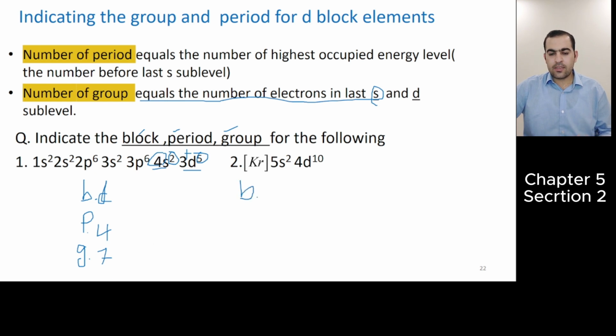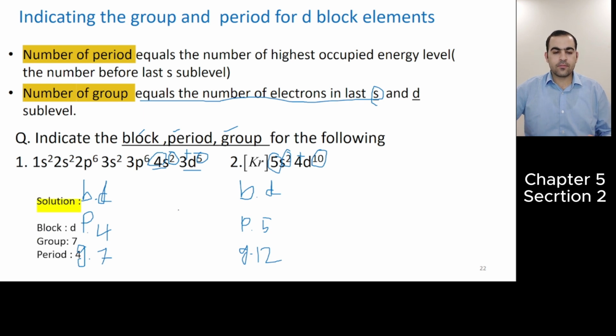Look at this one. The last sublevel is D, so block D. What about period? Period is the number before the last S, the highest occupied energy level, 5. What about group? Group equals the number of electrons in the last S and last D. 2 plus 10 equals 12. So this element is in group 12. Okay?